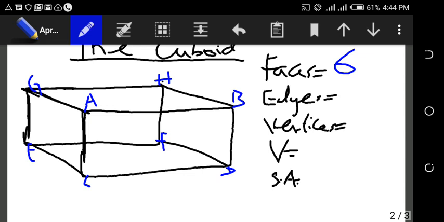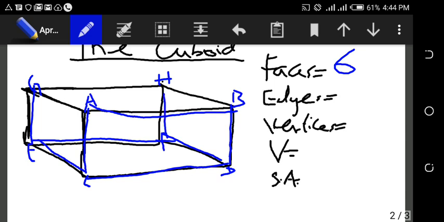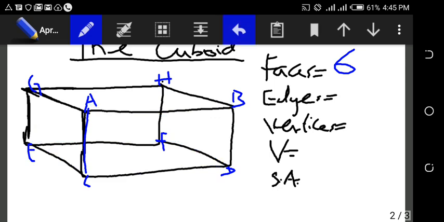Now for the edges, we're going to be quick about that. Just like your cube, you will note that your cuboid and the cube have some similar properties. For the edges, that's a straight line. So A, B, that's one edge. AC, AD, BD. If we make a quick count, we'll have 1, 2, 3, 4, 5, 6, 7, 8, 9, 10, 11, 12. So it has 12 edges. Let me clean that up. So our cuboid has 12 edges.